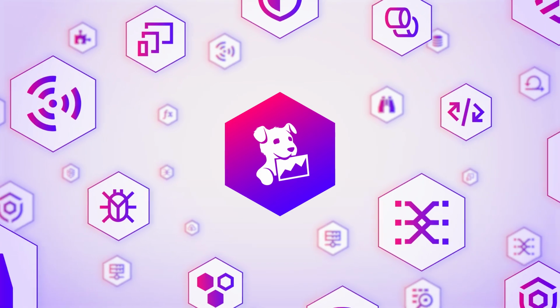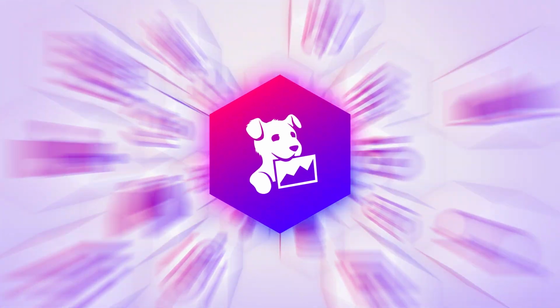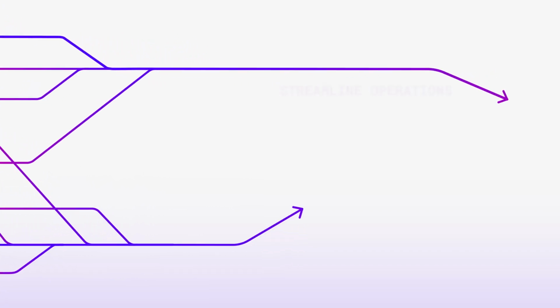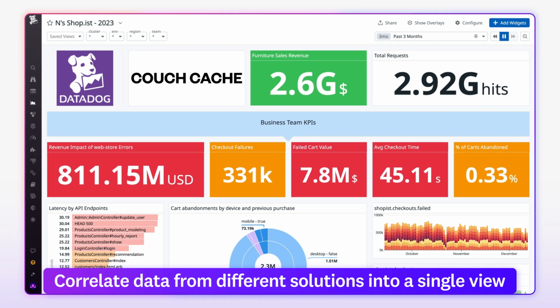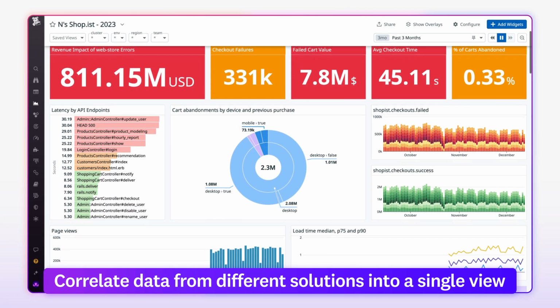Datadog's Unify platform of monitoring and security products enables enterprises to consolidate their tools, so they're better able to streamline operations, boost resiliency, and accelerate their time to market. Datadog correlates data from different solutions into a single view that helps teams align and seamlessly collaborate.